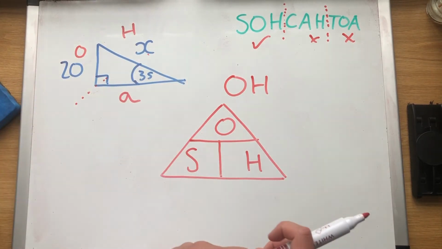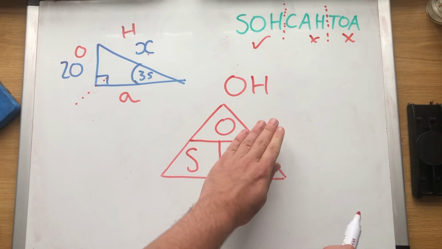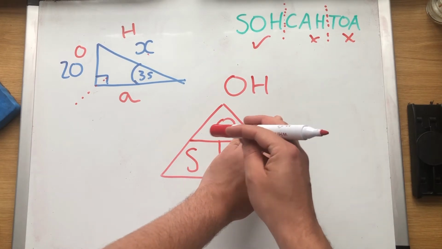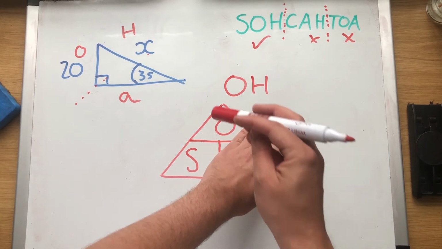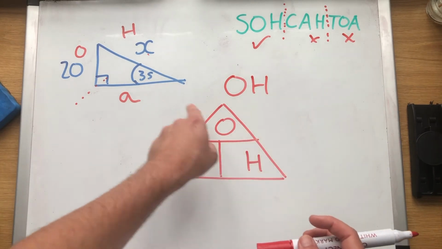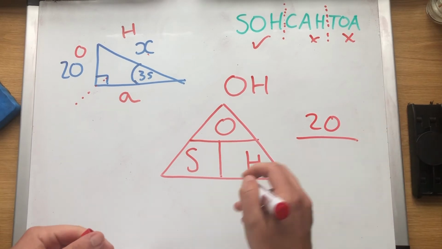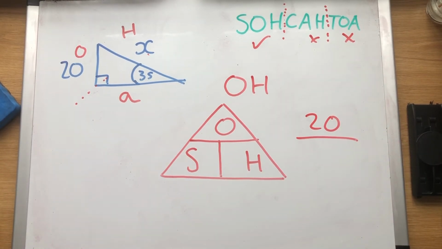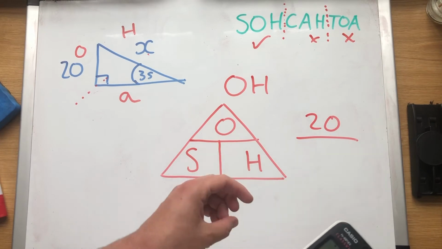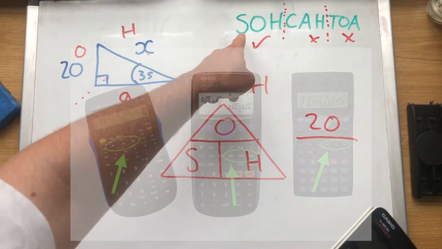x is h. So we're going to cover up h. And that means we're going to do O divided by S. O is the opposite, so it's going to be 20 divided by S. Well, we still don't know what S is. This is a really exciting moment because it's not often you get a new button on a calculator, but for SOHCAHTOA you get to use some new buttons.